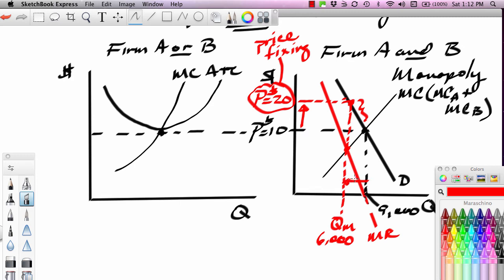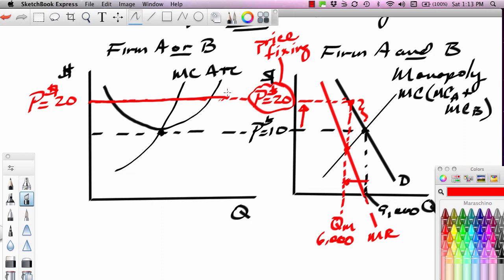Okay? So basically the way the game works is the two firms are secretly colluding. The two owners have gotten together. They're fixing prices artificially high. And how are they holding that price at 20? They're holding that price at 20 by restricting their output collectively to 6,000. Well, let's go ahead and read 20 across back to the firm. So the price now, each of the firms are now charging 20, and the DMR curve has moved up to here.